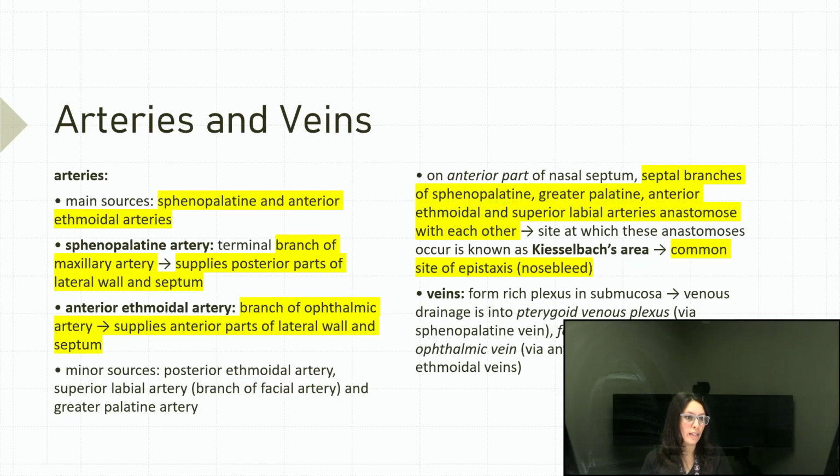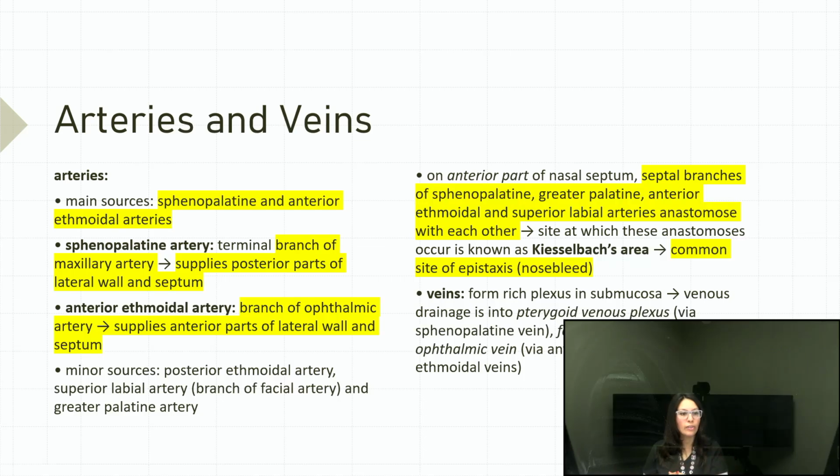The anterior part of the nasal septum, right? You have these branches that are colliding or anastomosing in a little area that we call the Kiesselbach's area. And so it's a combination of septal branches of the sphenopalatine arteries, greater palatine, anterior ethmoidal, and superior labial arteries, anastomosing with each other and forming that area, which is why if someone suffers an accident on that area, it's a very common site for nosebleed, also known as epistaxis.